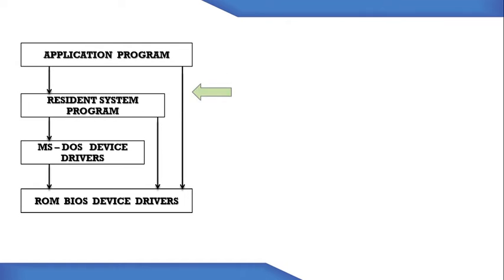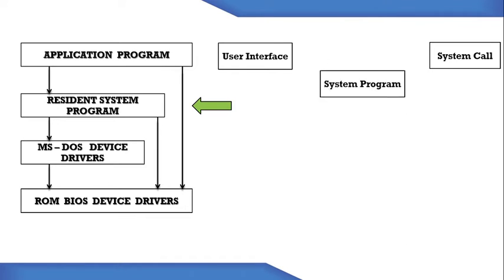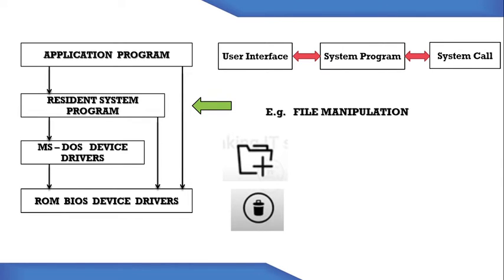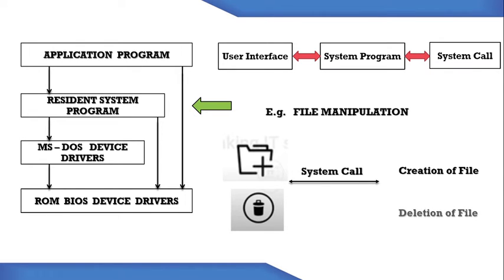The second from top is the resident system program. System programs are basically the bridge between user interface and system calls, like for example, file manipulation. When we create a file, the system program gives a system call, and after giving the system call, file manipulation of system files is done, like creating a file, deleting a file and several others. There are many system programs, file manipulation is one of them.